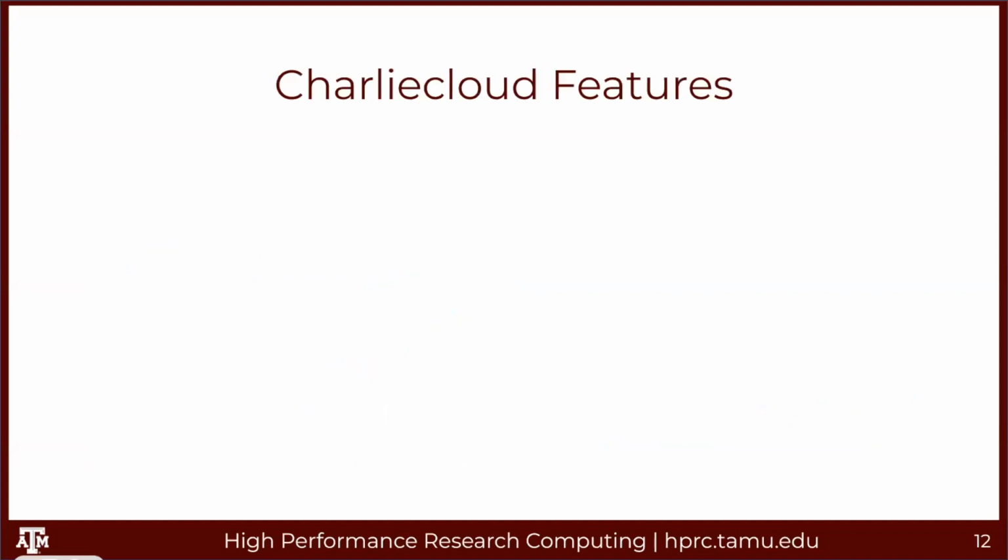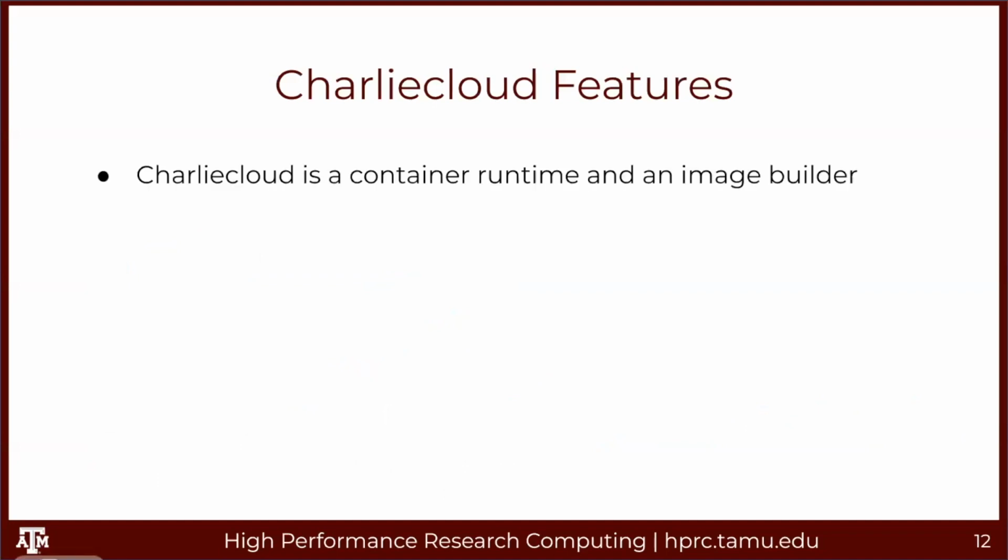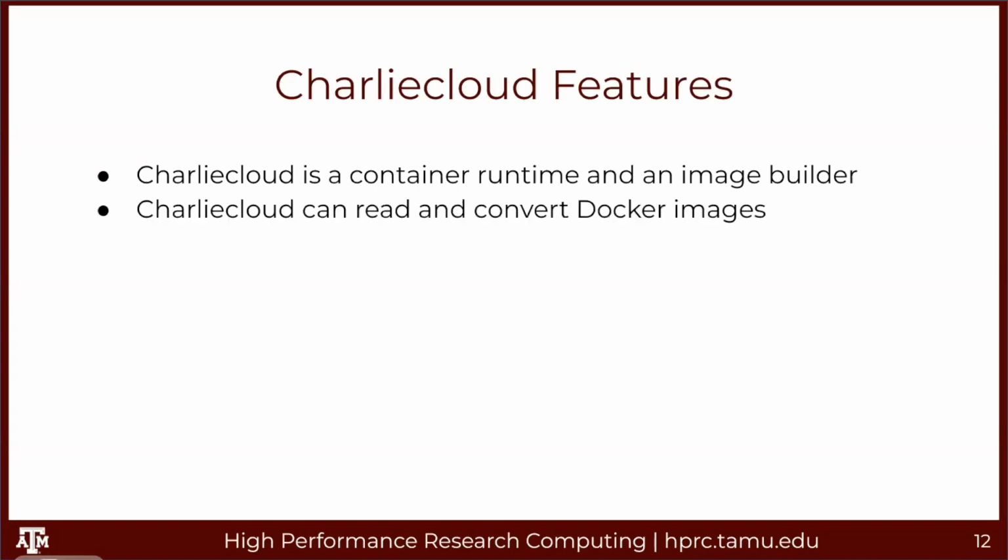So what features does Charliecloud have? Charliecloud is a container runtime and an image builder. That's important because if you can't build images, then there's not much use being able to run images. Charliecloud can read and convert Docker images. Recall earlier I said Docker is the most popular runtime because it's been around the longest. So a lot of images that are available in repositories are in the Docker format. And that's not a problem for Charliecloud. So you can take advantage of the decade of container development that is already on the internet.